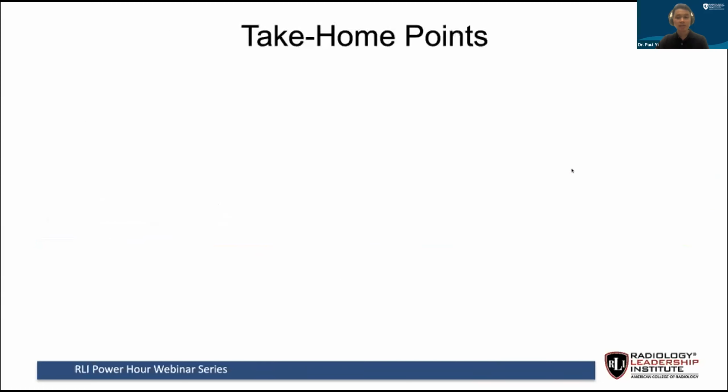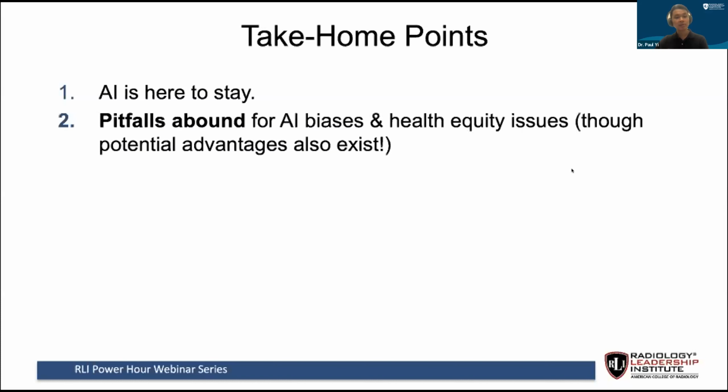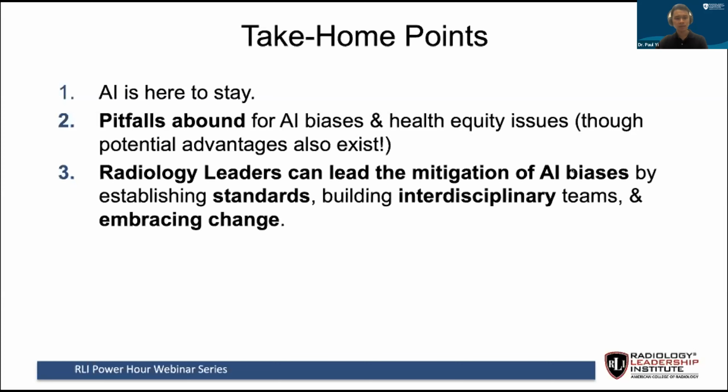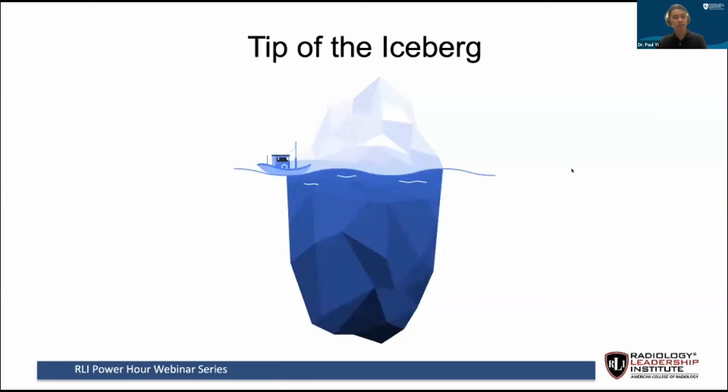So in conclusion, just some take-home points. The first is that AI is here to stay. I think it's a super exciting time, and we're seeing it start to play out in real-world clinical use. But pitfalls do abound for AI biases and health equity issues, but there are some potential advantages as well. And ultimately, leaders in radiology can lead the mitigation of AI biases by establishing standards, building interdisciplinary teams, and embracing change. So I know that was a bit of a whirlwind.